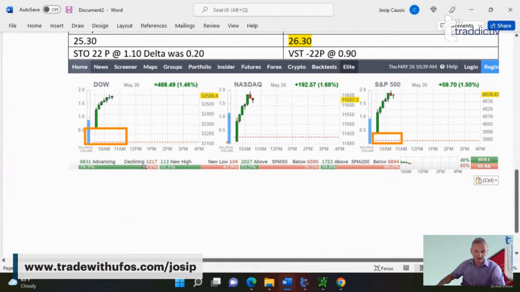Now be aware of it. The Nasdaq situation was a little bit different. That's why I'm not looking at the Nasdaq. I'm looking at the Dow and S&P. But this is definitely manipulation by the big institutions to fool everybody out of their short position, so they have to cover.